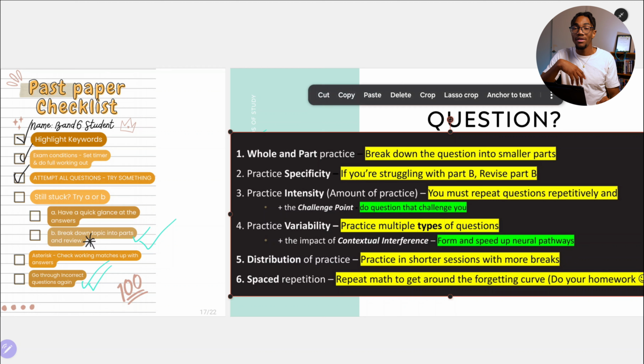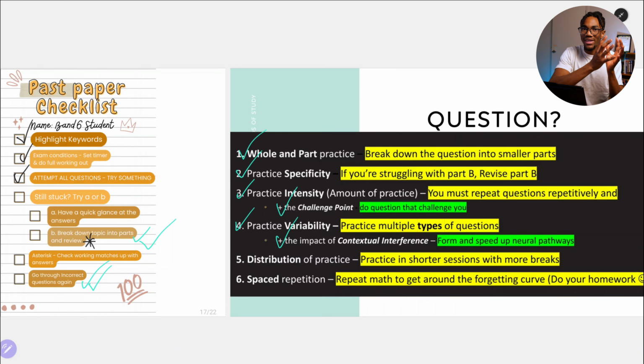Once we do a past paper, it's good, right? It's good to do past papers. But we need to see where we went wrong as well. And that's what really gets us marks. If we can correct the questions we get wrong, then we can end up getting more right.